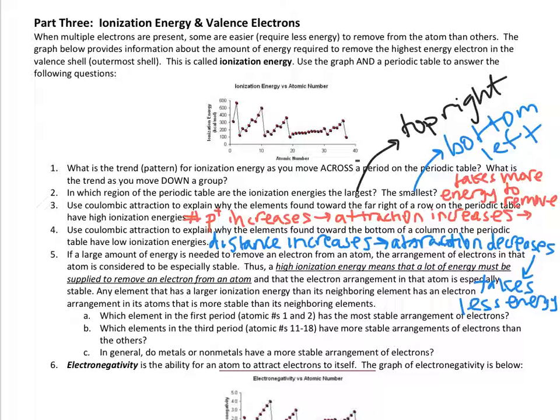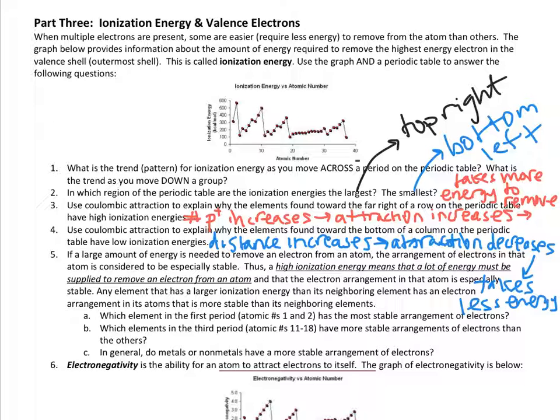Versus going down a group, now we're making more and more shells, more and more rings. We're increasing the distance, and if you increase the distance between protons and electrons, your attraction decreases, just like magnets. If it decreases, then you're going to take a lot less energy to pull that electron off. Okay, all right, so let's take a look at number 5.